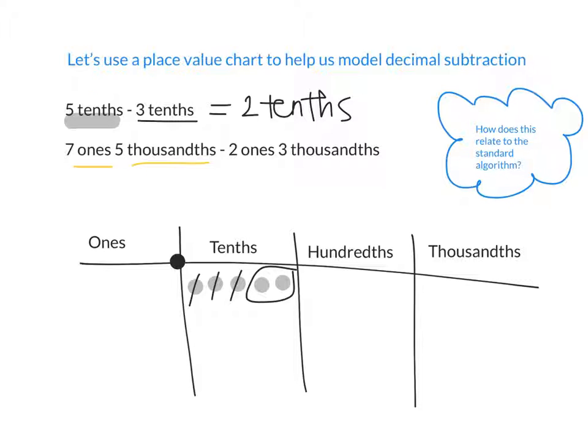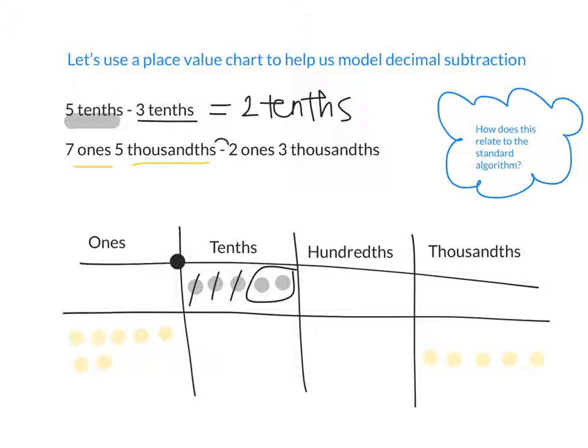If I have 7 ones and 5 thousandths, what do I need to put in my ones column? How many dots? 7. 1, 2, 3, 4, 5, 6, 7. Then what about the 5 thousandths? What do I have to do? I have to put 5 dots in my thousandths column. 1, 2, 3, 4, 5.